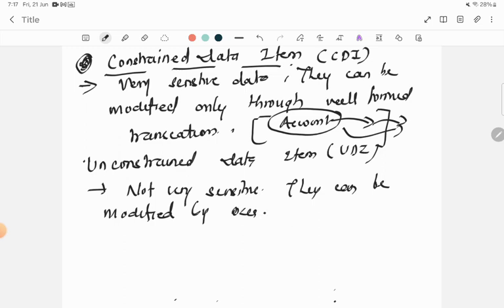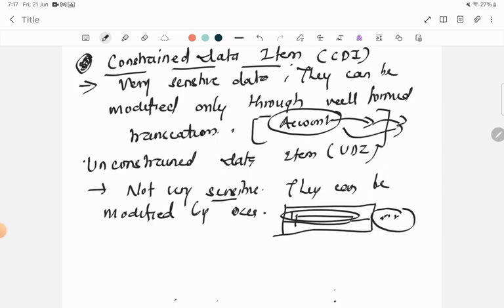Okay, they can be modified by the user. Taking the example of a banking app, you can change the username and password. Sometimes you need to change the MPIN or the PIN number and so on. So these are the data which the user can change. There are not so many restrictions for changing this data. They are not very sensitive, they can be changed by the user, so they are called UDI.